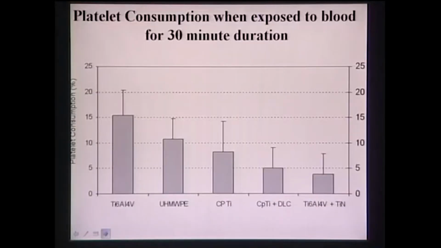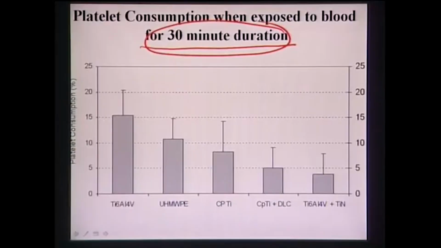So these are some examples that I have taken from literature, that is platelet consumption when exposed to blood for 30-minute duration. Now you can see when you want to compare the blood compatibility properties of the different materials, you have to keep all other parameters constant, and all other parameters means test duration and blood flow rate. So blood flow rate should be constant. Test duration here is taken as 30 minutes.